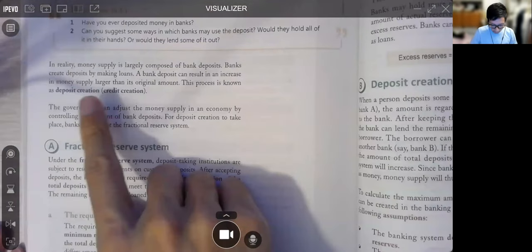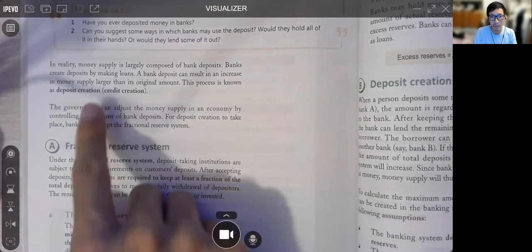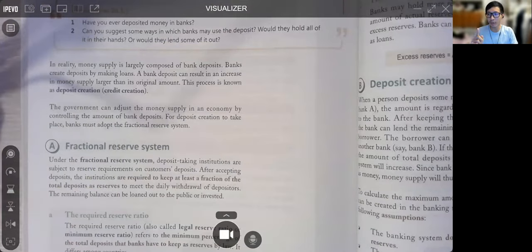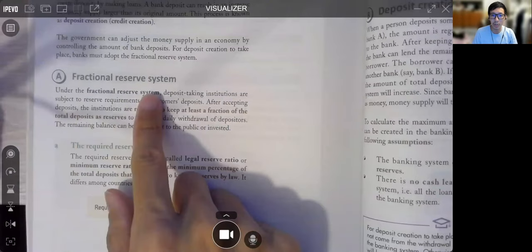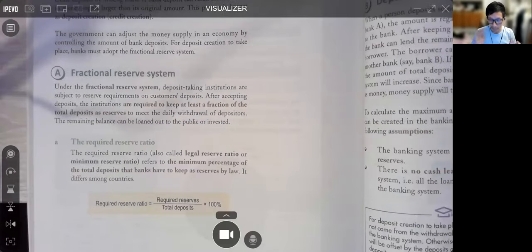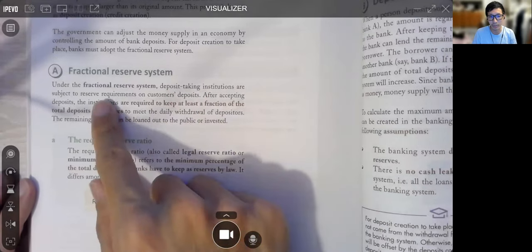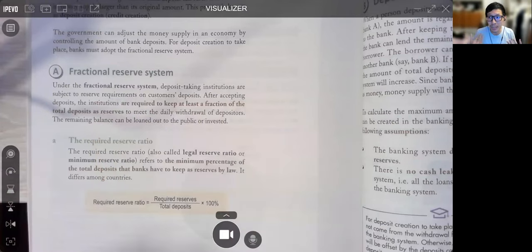Now first of all, the textbook in page 186, you will see it talks about credit creation and deposit creation, right? Now, first of all, there is a term we need to understand. It's called fractional reserve system. What is that? All deposit-taking institutions are subject to reserve certain amounts of money as a ratio.